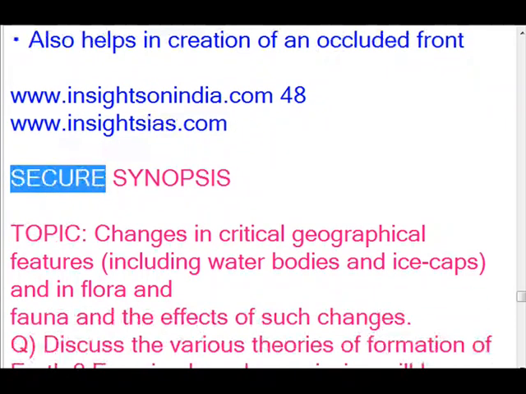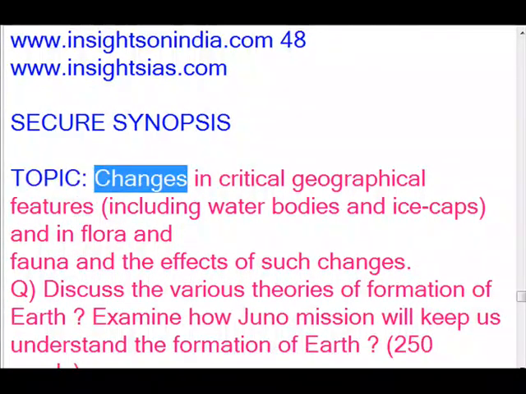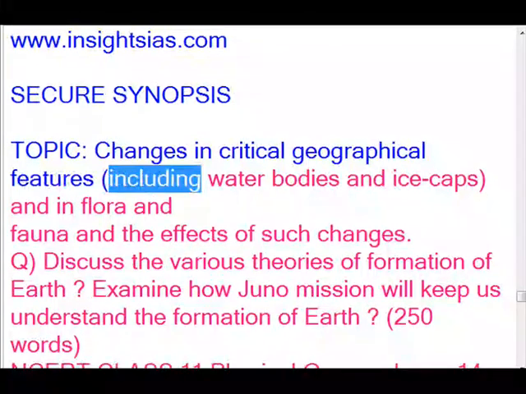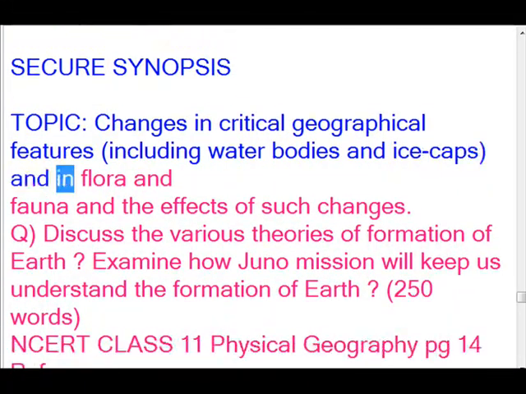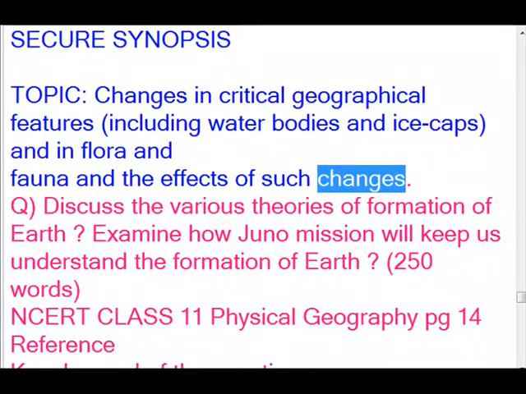Secure synopsis. Topic: changes in critical geographical features including water bodies and ice caps and in flora and fauna and the effects of such changes.